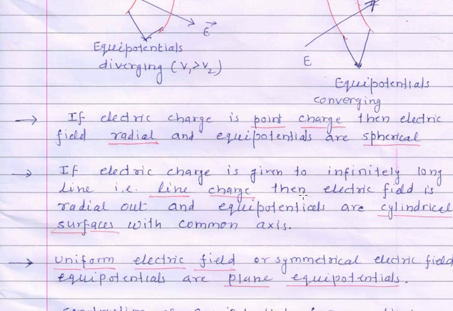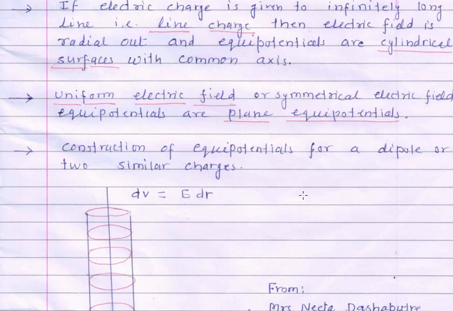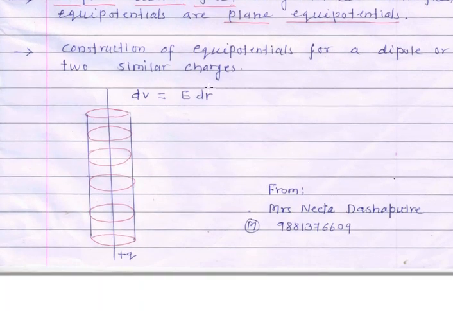In the second case, if electric charge is given to an infinitely long line, that is line charge, then what will be the equipotentials? Now consider this diagram. This is an infinitely long line, and plus q charge is given to the line. This is the common axis, so you can draw a circle around the axis. So this circle is an equipotential. If we consider another point, this is another circle of equipotential.